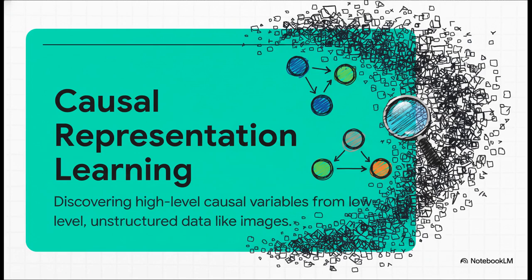So let's really dig into this definition, because the magic is in the details. We're not just talking about finding causal links between concepts someone has already handed to us. No. The real game changer with CRL is starting with something totally messy, like the raw pixels in a photo, and forcing the AI to figure out for itself what the truly meaningful variables even are.